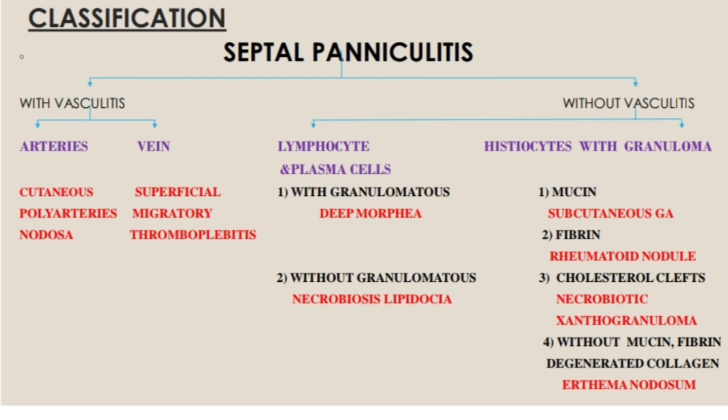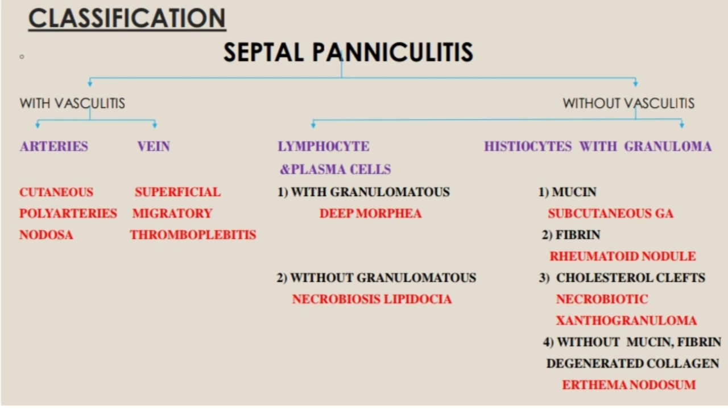Septal panniculitis with vasculitis, whether the arteries are involved or the veins are involved. When the arteries are involved, it's cutaneous polyarteritis nodosa, and when the veins are involved, it's superficial migratory thrombophlebitis. Coming up, the septal panniculitis without vasculitis, depending upon the inflammatory infiltrates, whether it's lymphocytes and plasma cells or histiocytes with granulomatous formation.